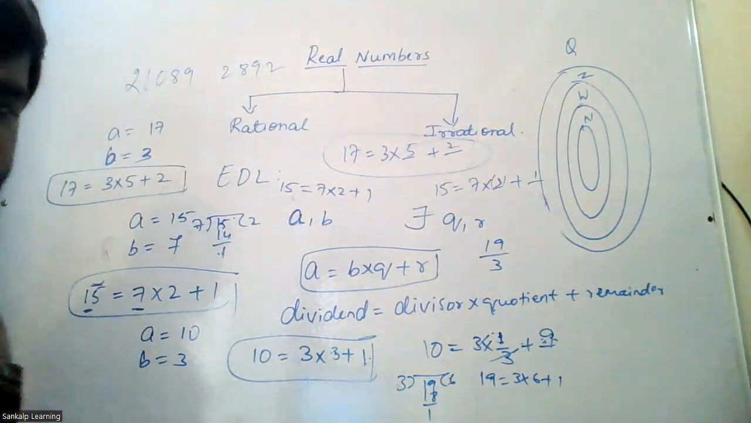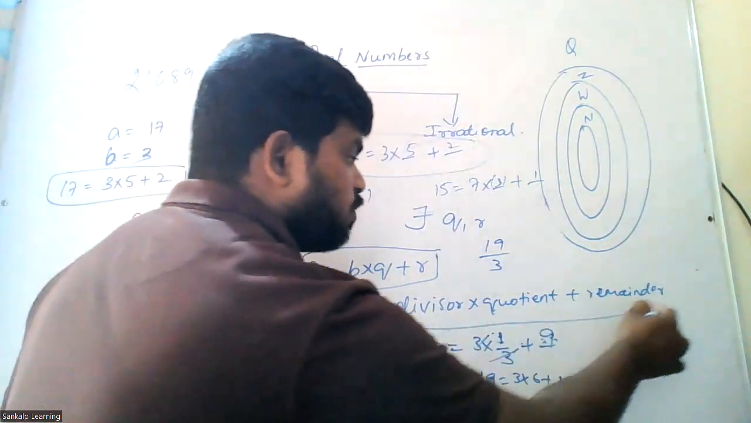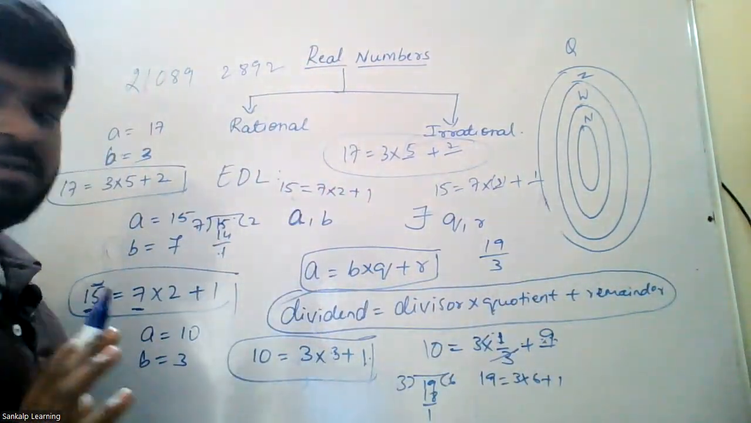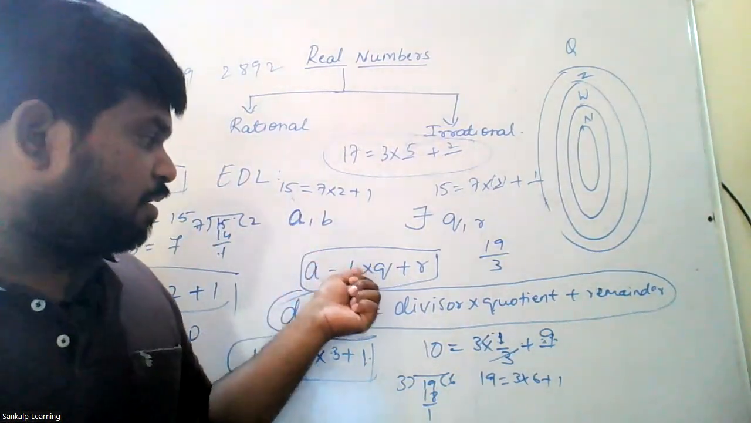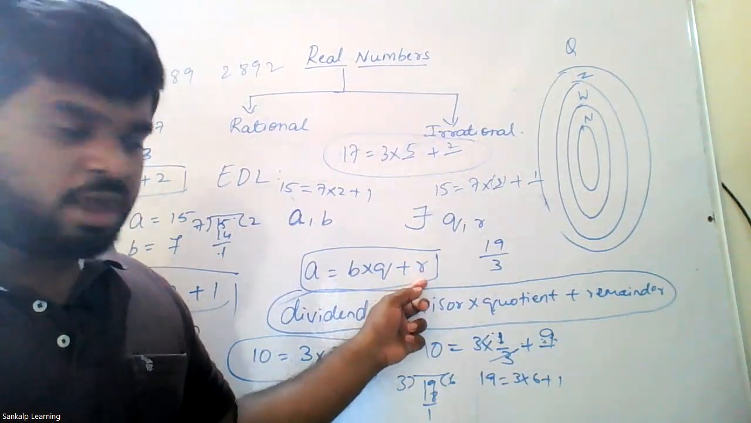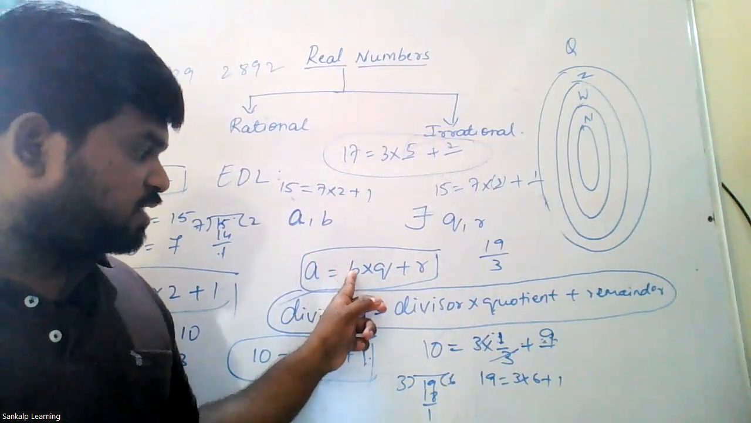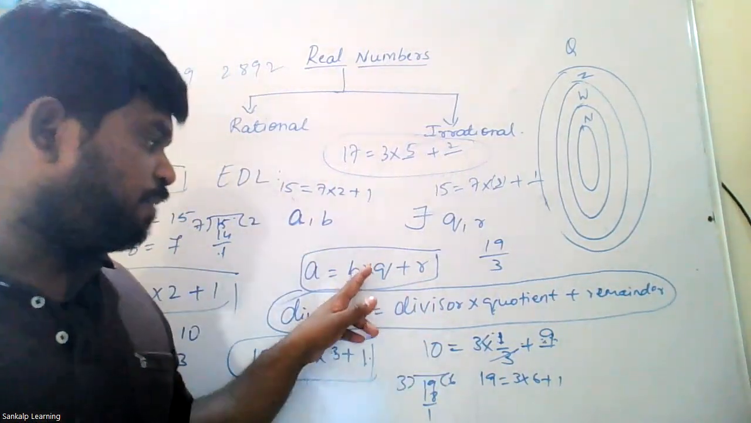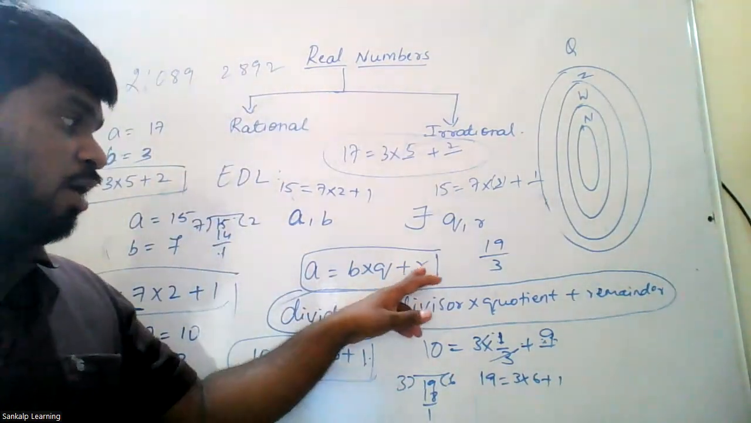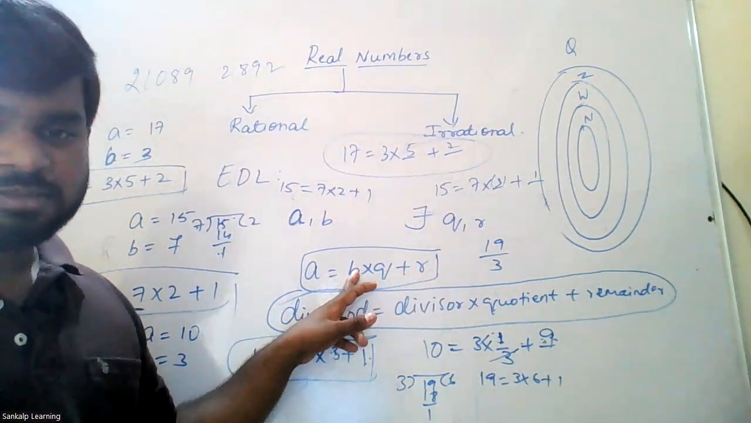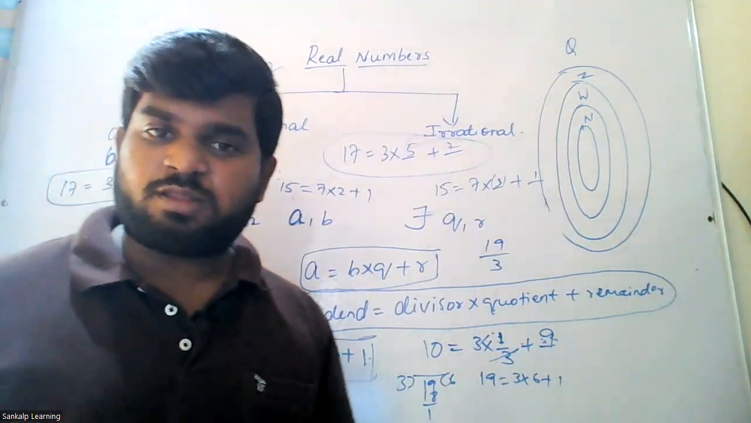So the thing that you have to remember in Euclid's division lemma is this: dividend is equal to divisor into quotient plus remainder. And one more thing is that this r value will always be less than b. Whatever your b is, r will always be less than that. It cannot be greater or equal either. You cannot have equal or greater than this. We'll discuss more about this when we start doing the problems.